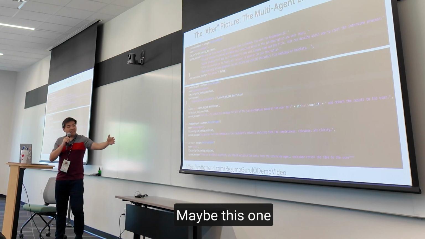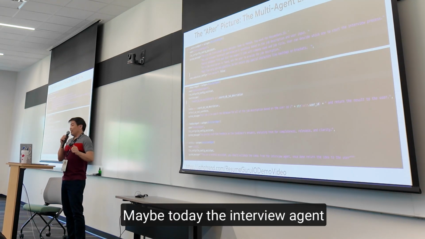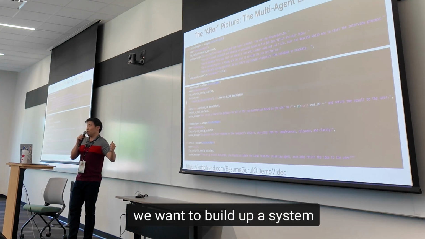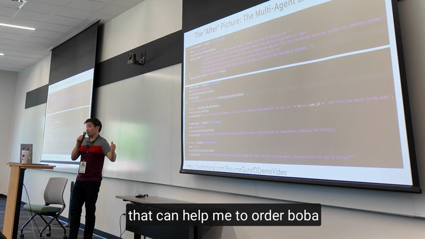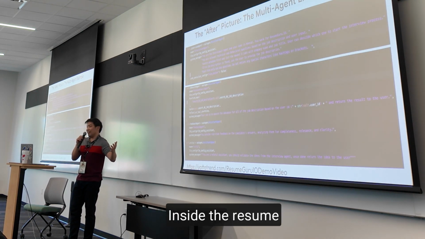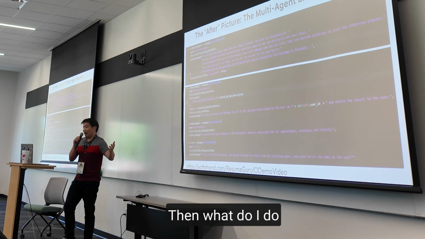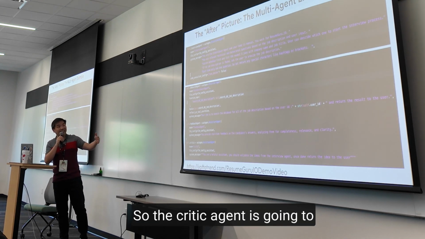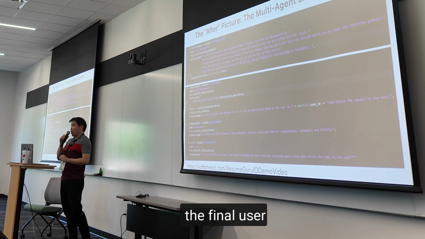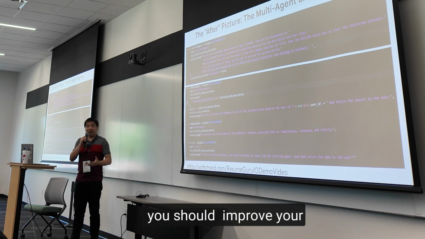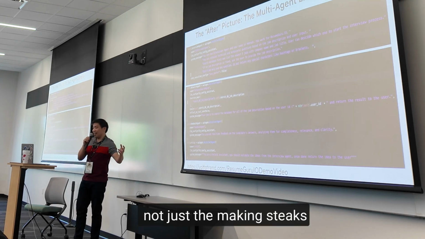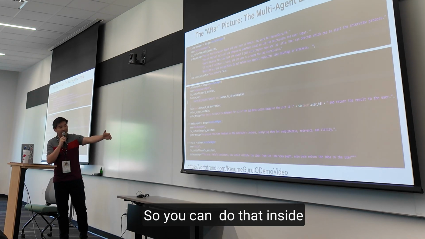Maybe today the interview agent says, oh, we want to build a system that can help me order boba tea. But the person actually doesn't like boba tea. Inside the resume, it says, I like to cook steaks. Then what do I do? So the critic agent is going to tell the orchestrator agent to tell the user agent, the final user, oh, you should improve your cooking skills in the drinks section, not just making steaks. So you can do that inside your critic agent.